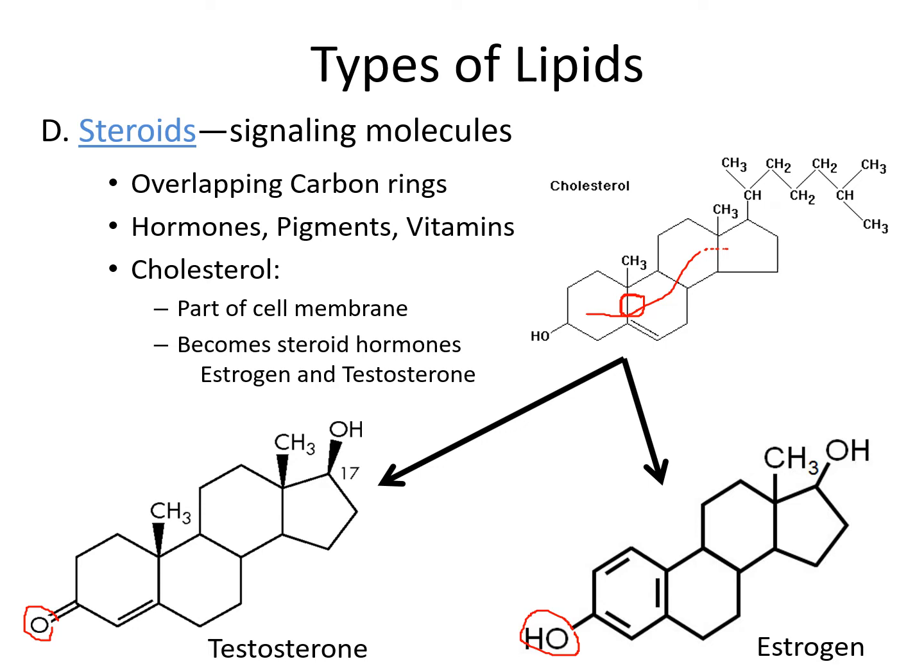Other things that steroids can do is they can be pigments, they can be different types of vitamins, and of course cholesterol itself, even though it also gets a bad reputation, is critically important for your existence. Not only is it going to become estrogen, testosterone, and other types of hormones like aldosterone that are essentially regulating your blood pressure and how much urine output you have. Cholesterol not only becomes all those other molecules, but is also a really important part of our cell membrane. It increases the fluidity of our membrane so that when we go outside and it's really cold, our cells don't get more rigid, right? They're still fluid even when it's super cold.